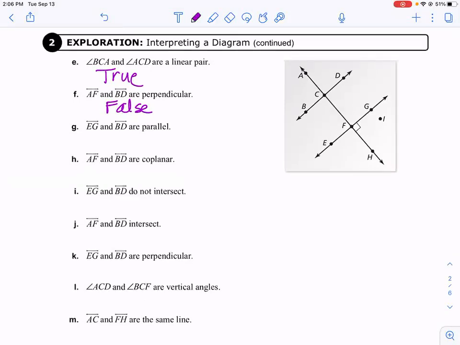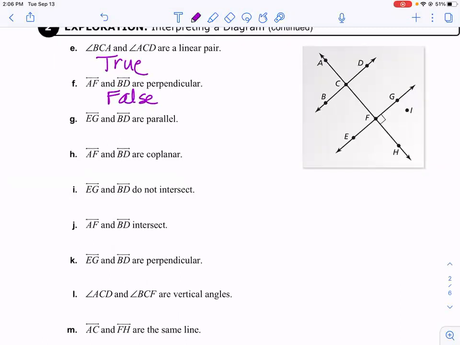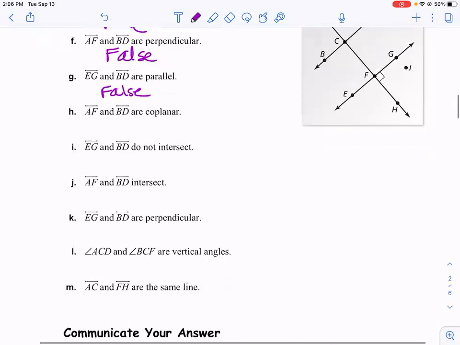Okay, EG and BD, Jack, are they parallel? Yes. How do you know? Jack, how do you know? You can't say it looks like it. Okay. By looking at it, it looks like maybe, but we don't know. And if it doesn't say they're parallel, we can't assume that they are. Okay, this is the hard part about geometry, is not assuming.